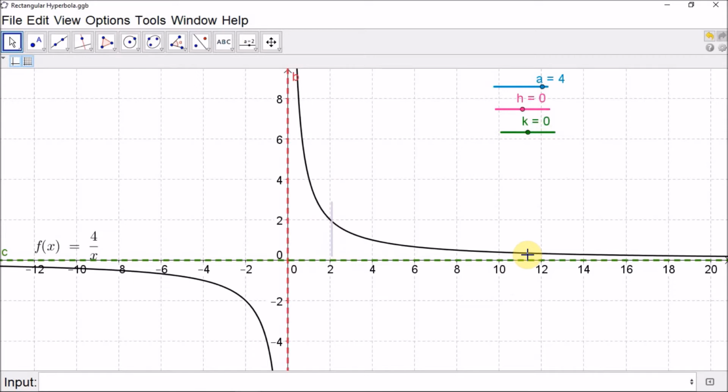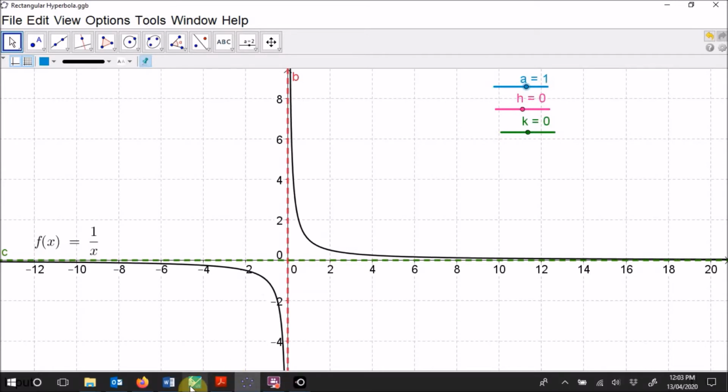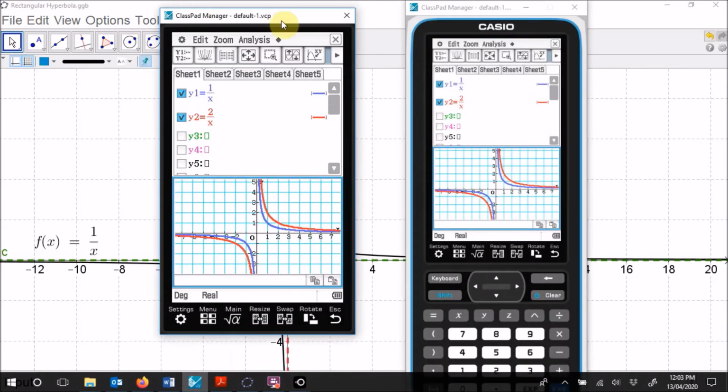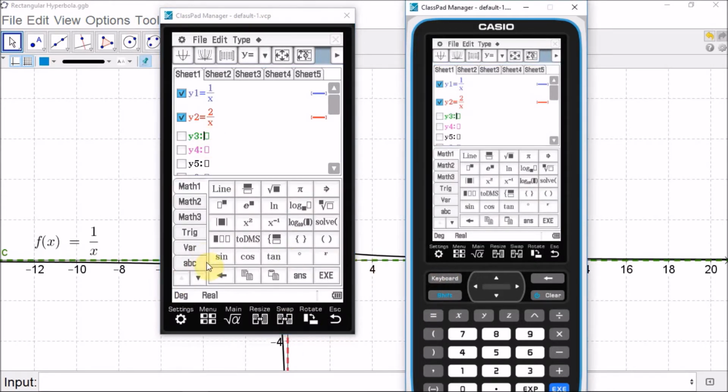Now the next thing I'm going to look at, so that's dilations, is what's called a reflection. If I change this, there it is back to there, and perhaps I can come back to the Casio and make another one here. On the keyboard, I'm going to put a negative in there first, and now I'm going to go 1 on x again.